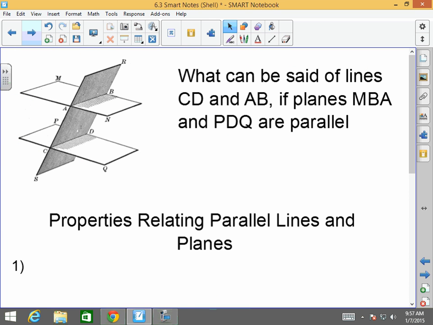What can be said of lines CD and AB if plane MBA and plane PDQ are parallel? What can be said of CD and AB? They're not congruent. They're parallel. AB will be parallel then to CD.